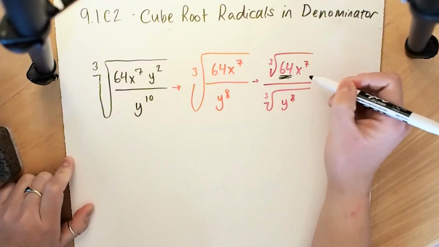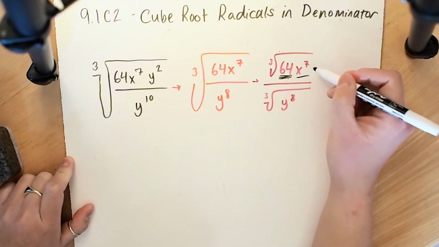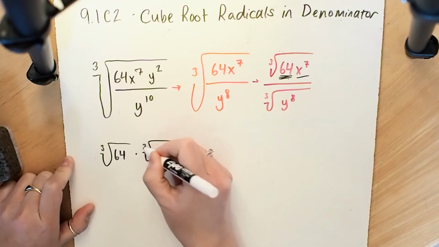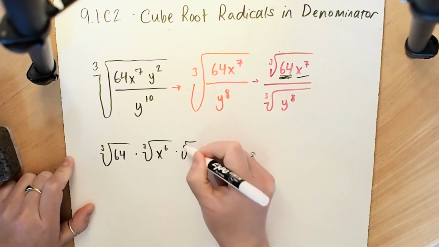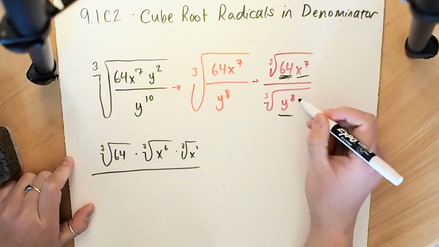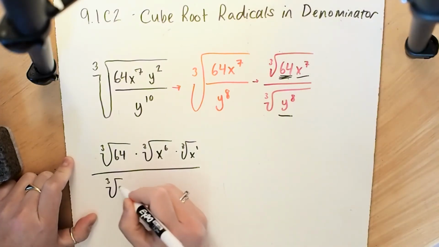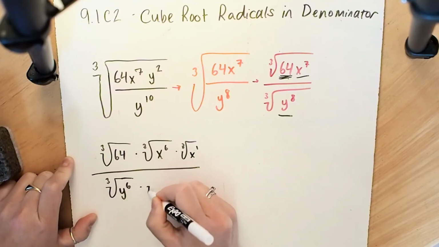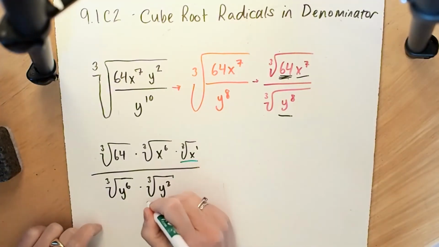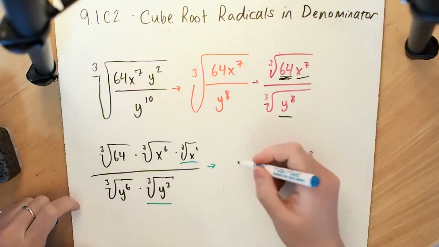With the number, I'm going to look for any perfect cube roots on the inside. Here, I'm going to split it into pieces that can be divided by 3 and pieces that cannot. I'm going to have the cube root of 64 times the cube root of x to the 6th times the cube root of x to the 1 all over, and we're going to do the same process here. The closest number that's divisible by 3 to 8 is 6, so I'm going to have the cube root of y to the 6th times the cube root of y squared. Just a heads up here, these parts are the parts that are going to stay the same and cannot be changed.